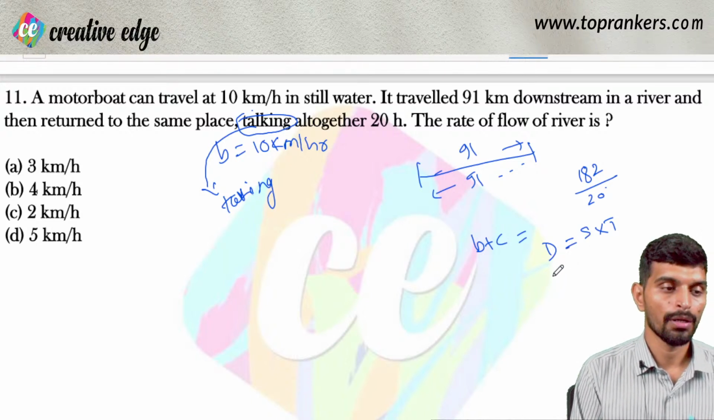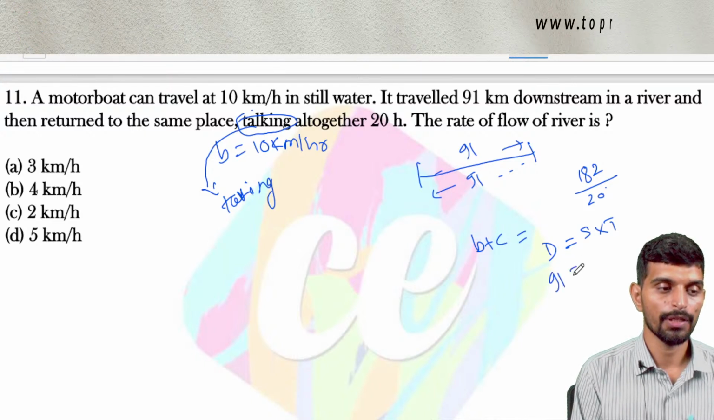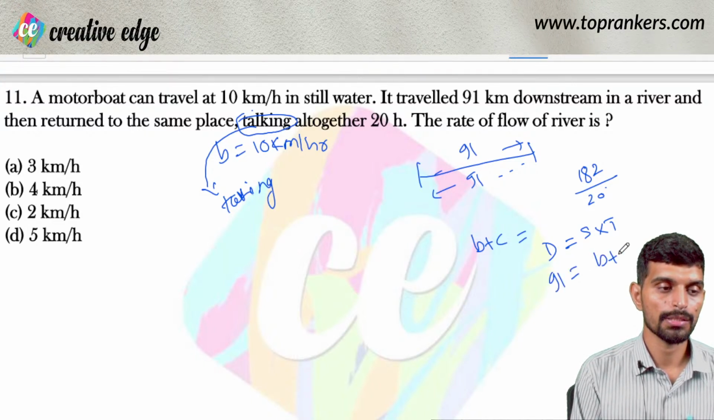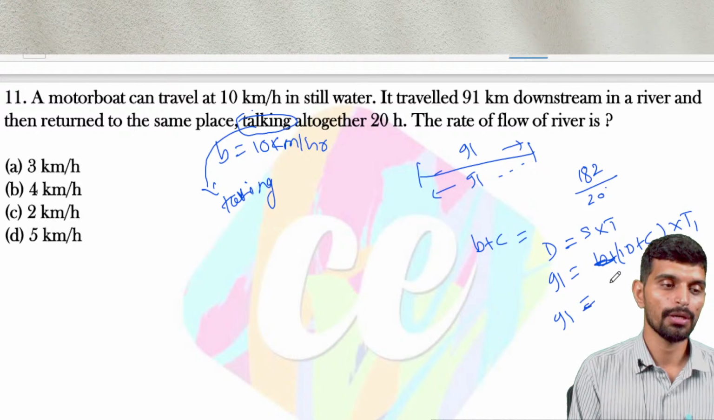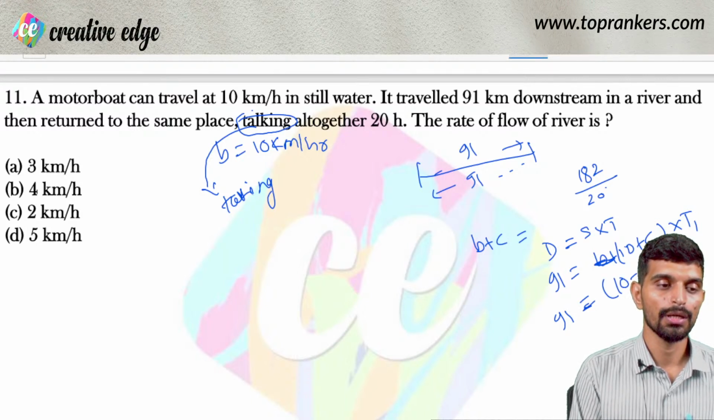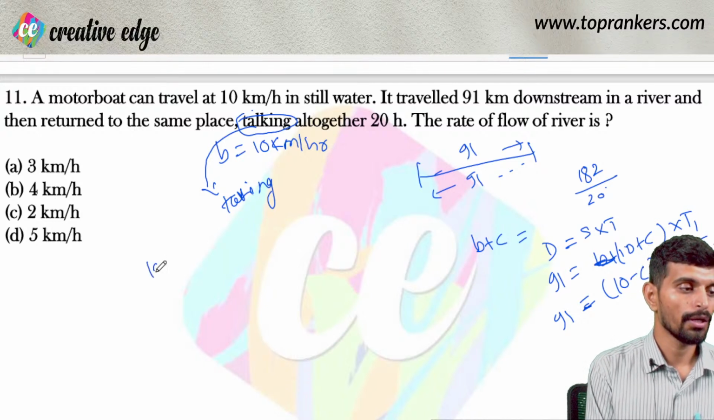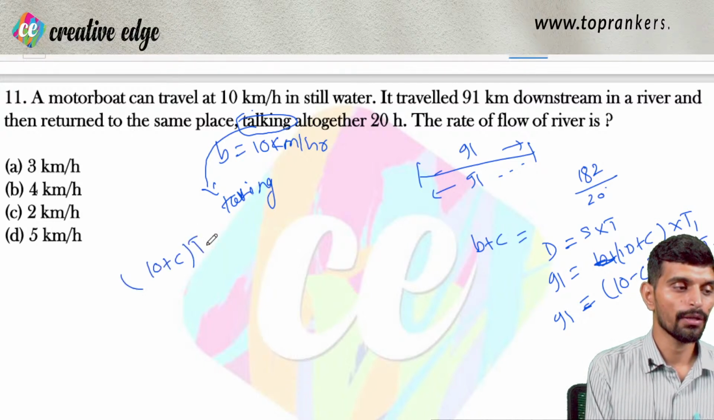Alright, and this distance is 91 kilometers, speed is B plus C, that is 10 plus C into time T1, and then 91 is the distance in upstream, and that will be 10 minus C into time 20 minus T1. So let's equate these two. So we'll have 10 plus C into T1 is equal to 10 minus C into 20 minus T1, right?